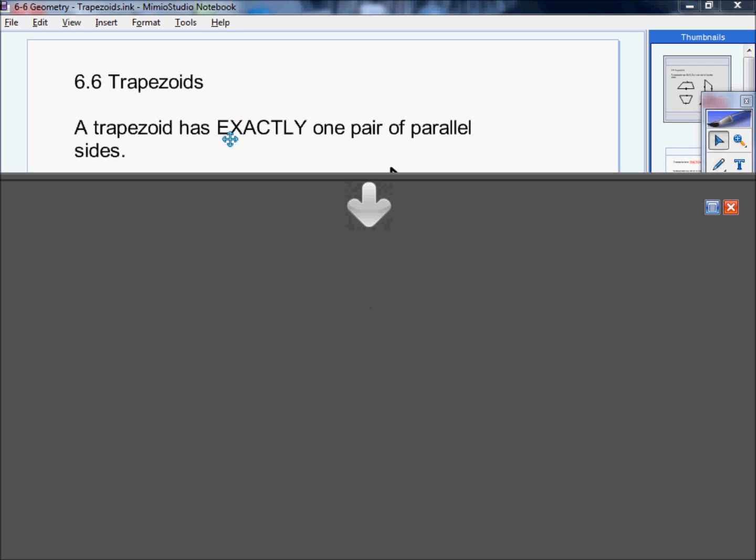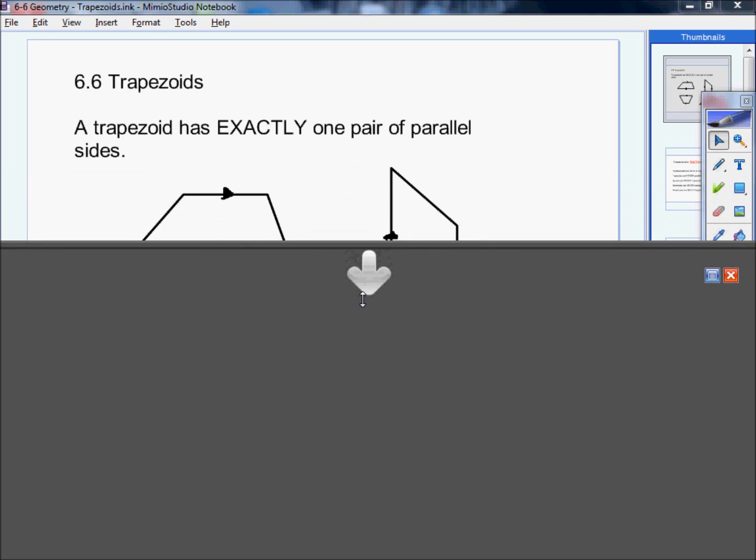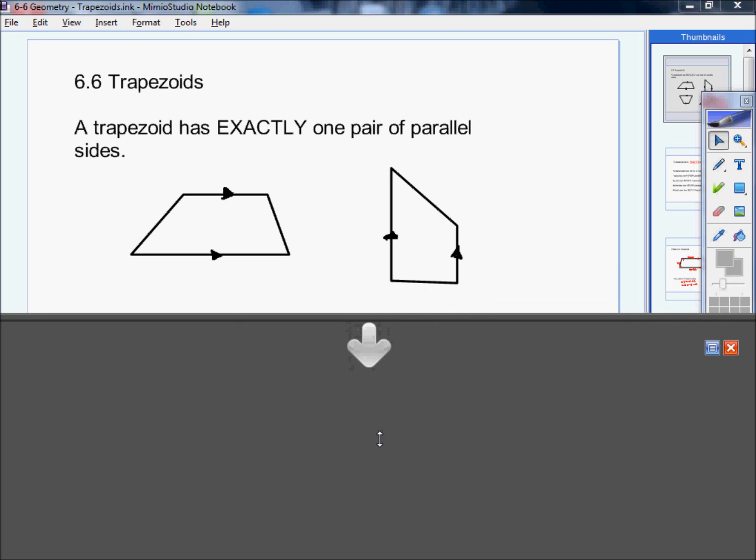Notice I wrote exactly in really big letters. Exactly one. That means not two. It means one. So you can't have two pairs of parallel sides. You have to have one pair of parallel sides. So that means they would look like this. There's two examples of trapezoids.